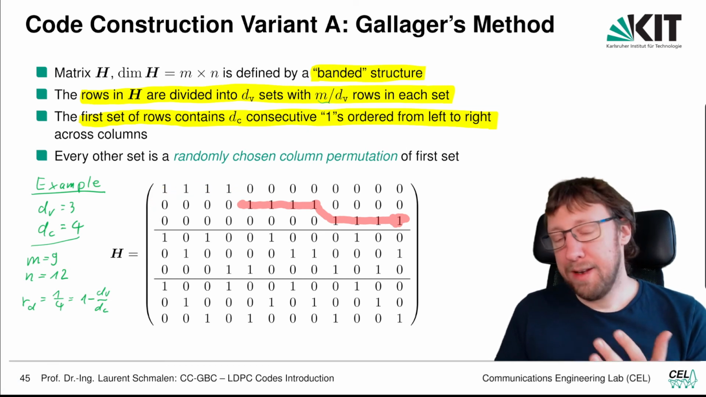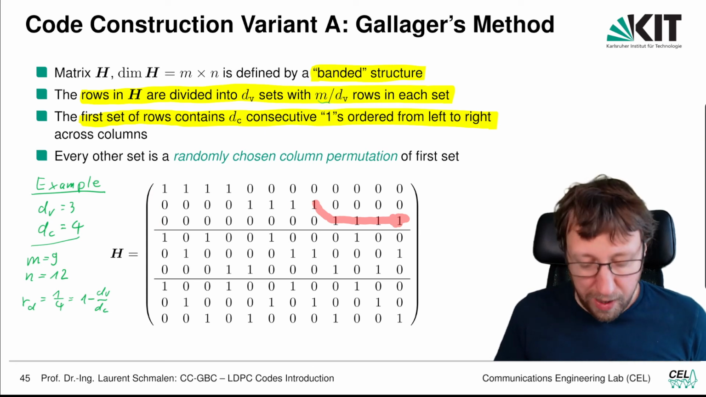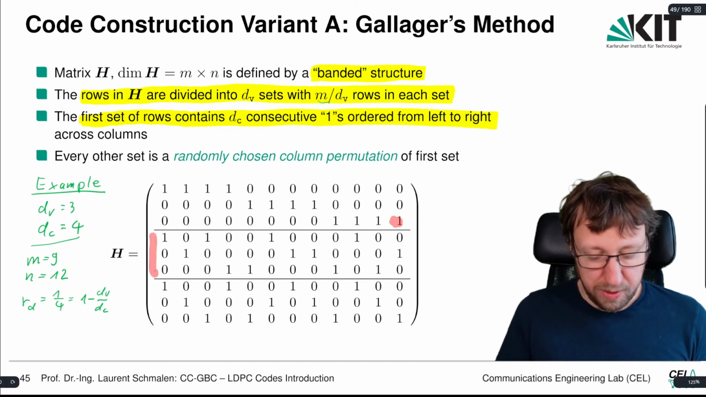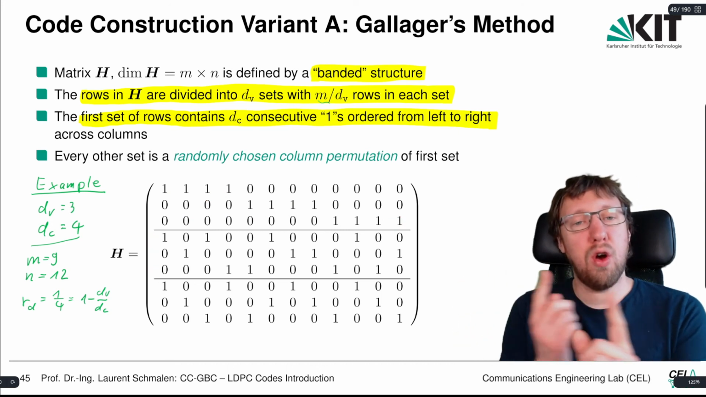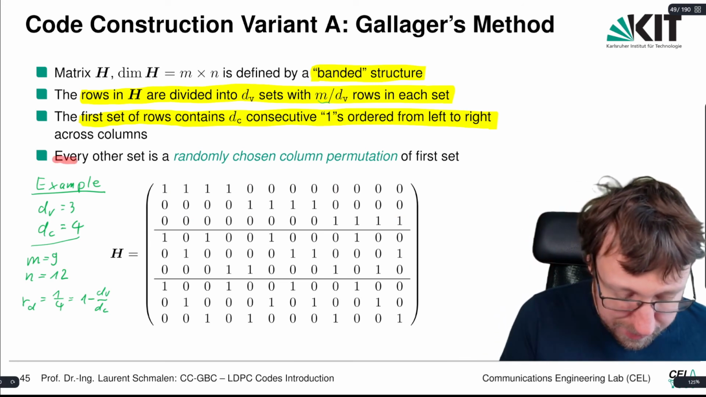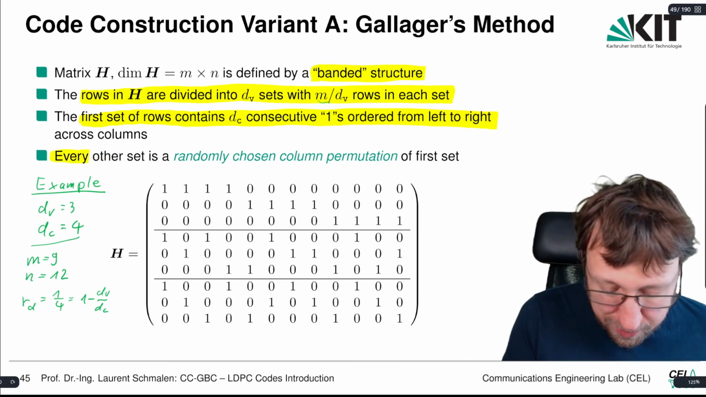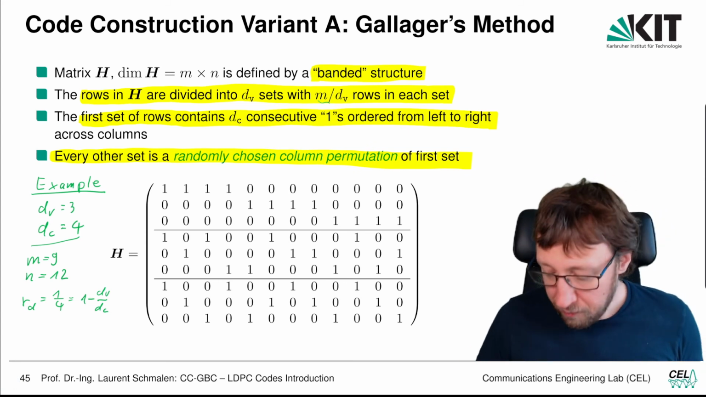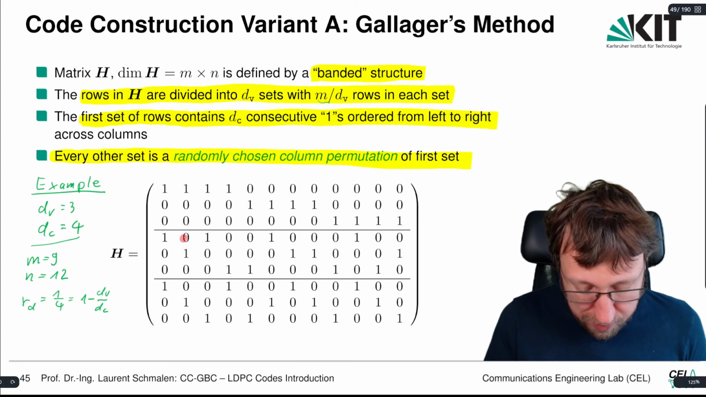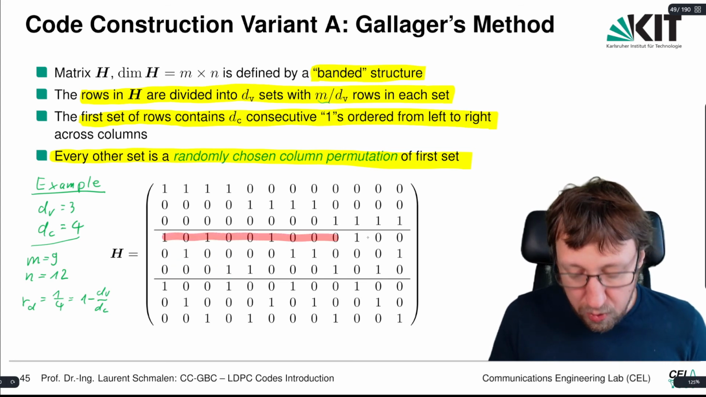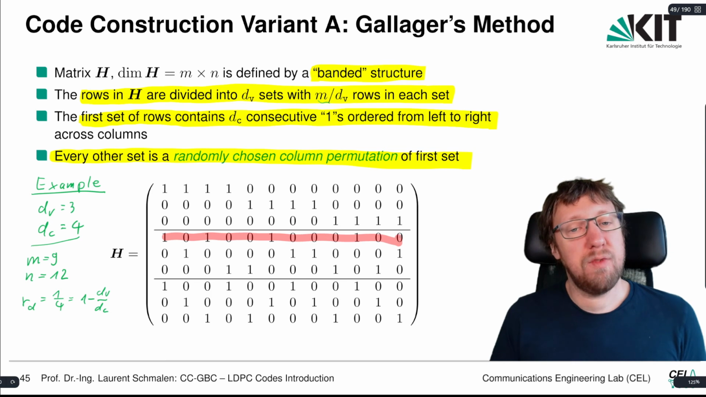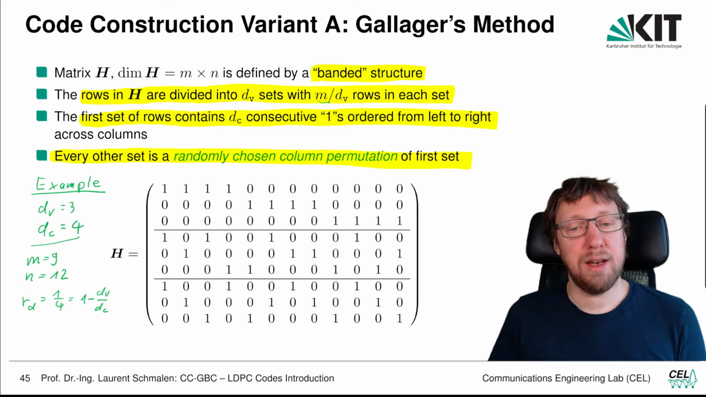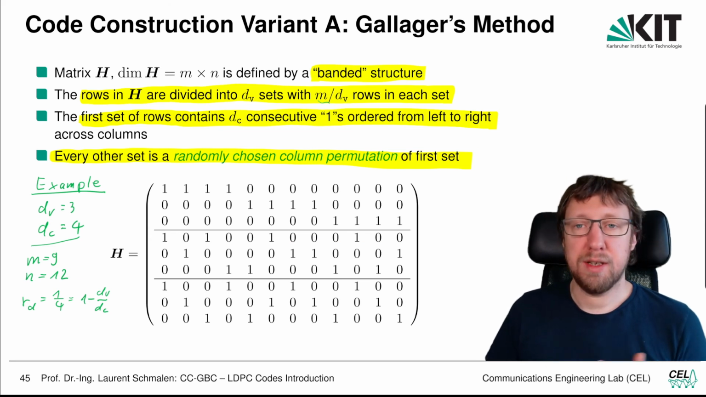So now how do we get the next set? Well, we just randomly permute this set and put it below. Every other set is essentially a random column permutation of the first set. By doing so, we make sure that every column also has a single one and every row has dc ones. And then we repeat this until we have all our dv sets, and we get the parity check matrix. That was Gallager's method.